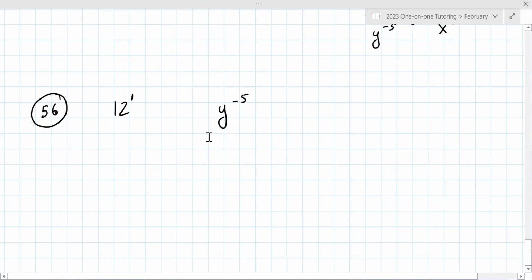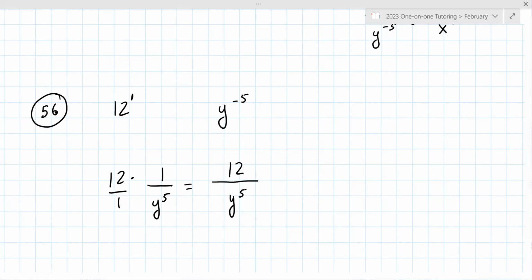Okay. So I got 1 over y to the 5th power. That's right. So this is 12 times 1 over y to the 5th power. How can you write 12 as a fraction? 12 over 1. So you multiply the tops and then you multiply the bottoms. So you get 12 over y to the 5th.